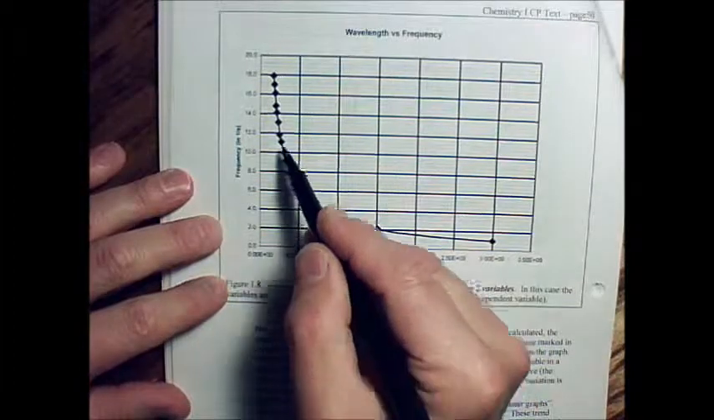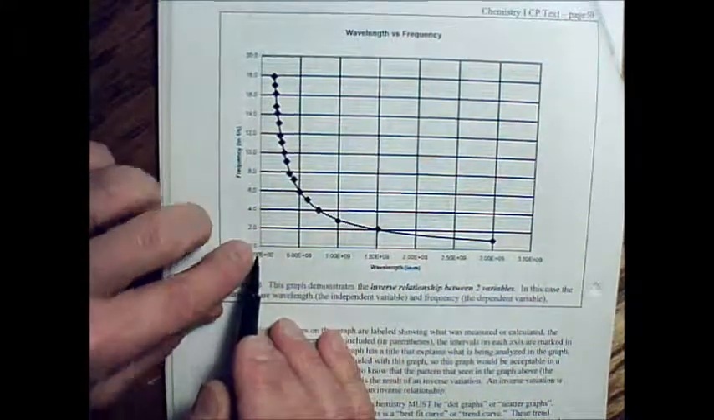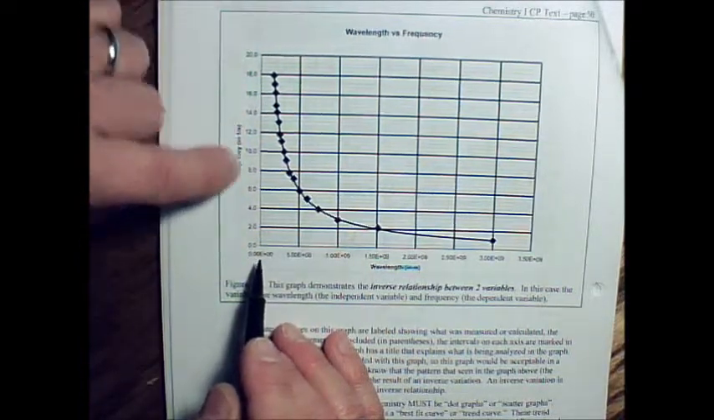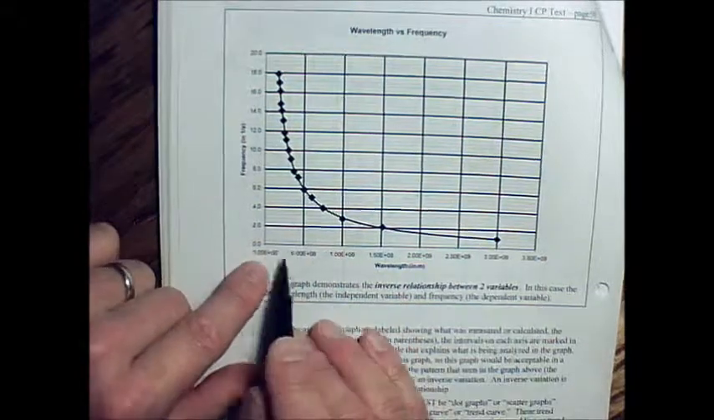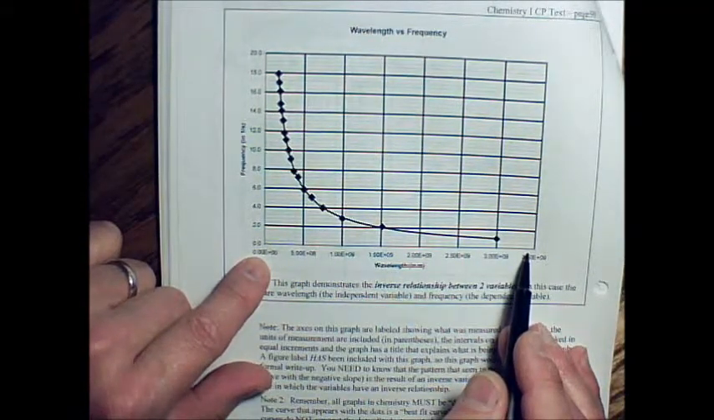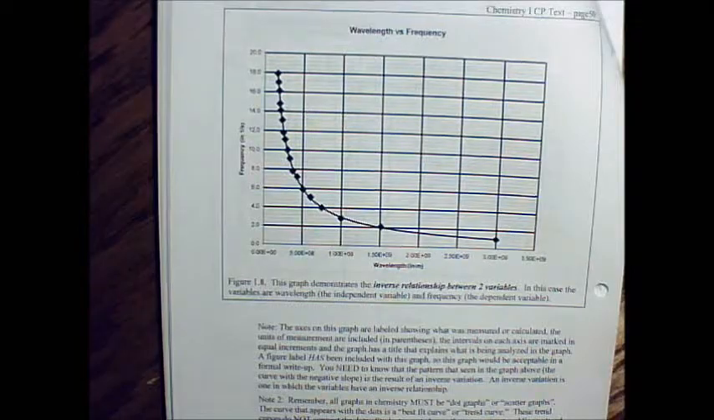Now, if we were to continue this curve forever and ever, it would never actually touch this x equals 0 line here, and this would never actually touch this y equals 0 line down here. Okay? You can take it out as far as you want to and you still get this same shaped curve. But this is an inverse relationship.